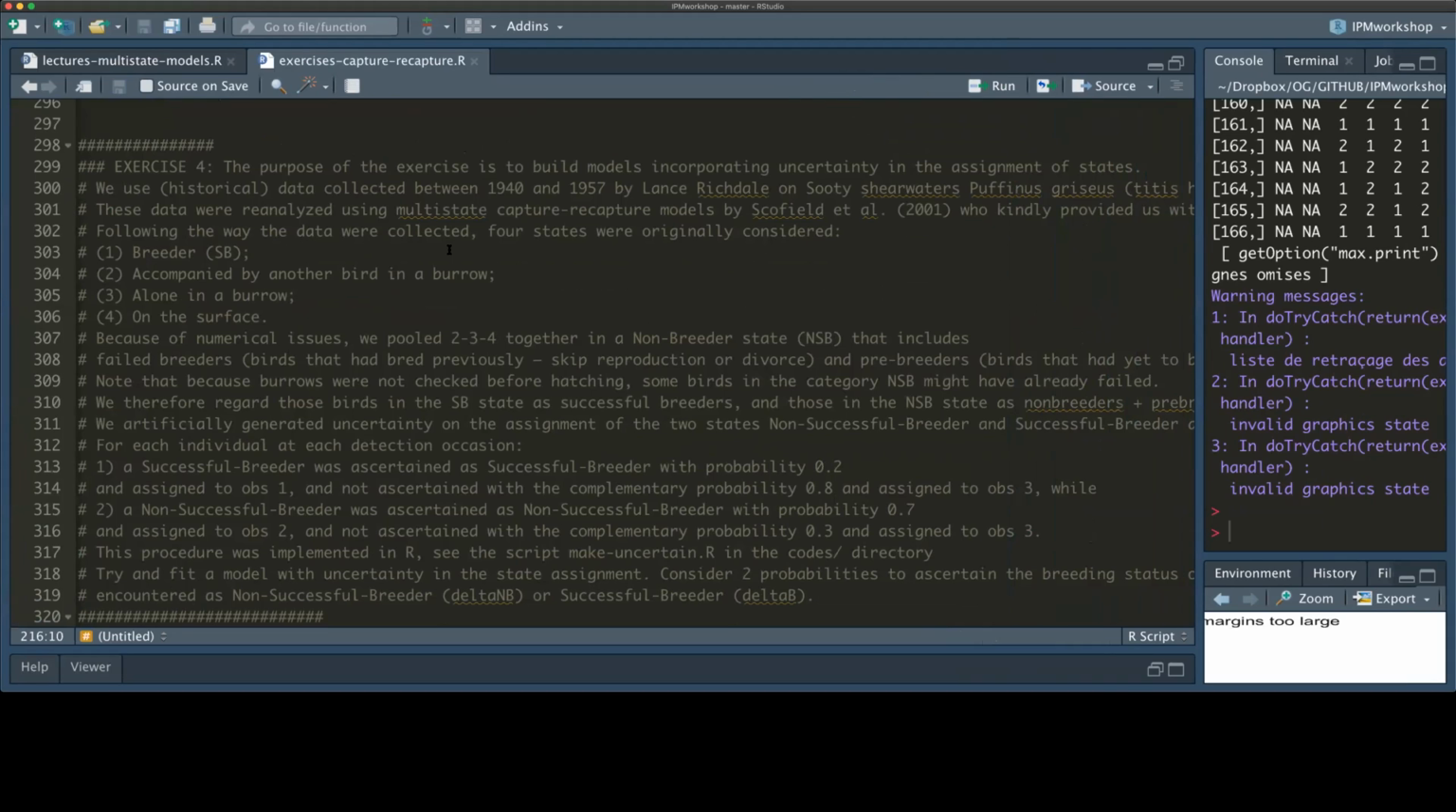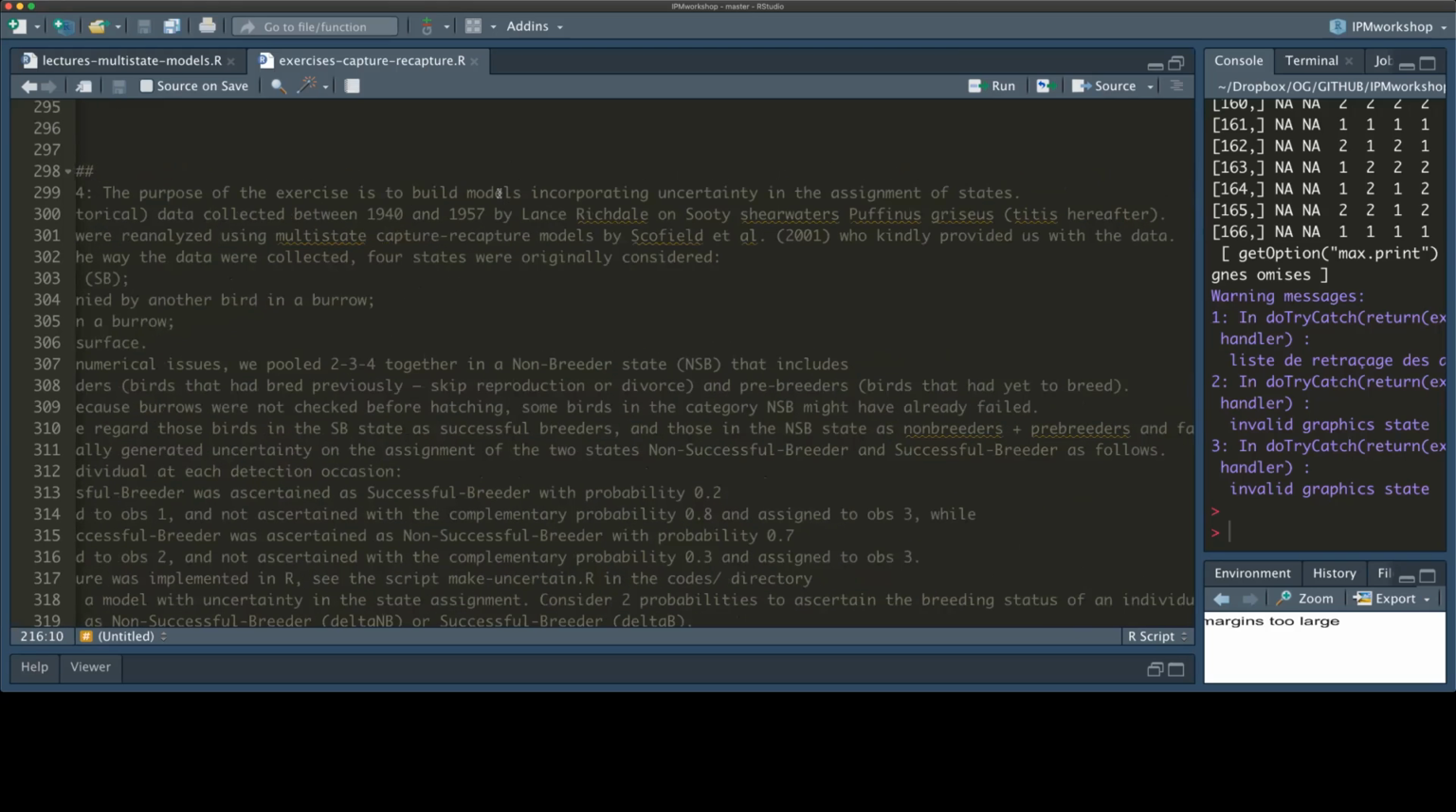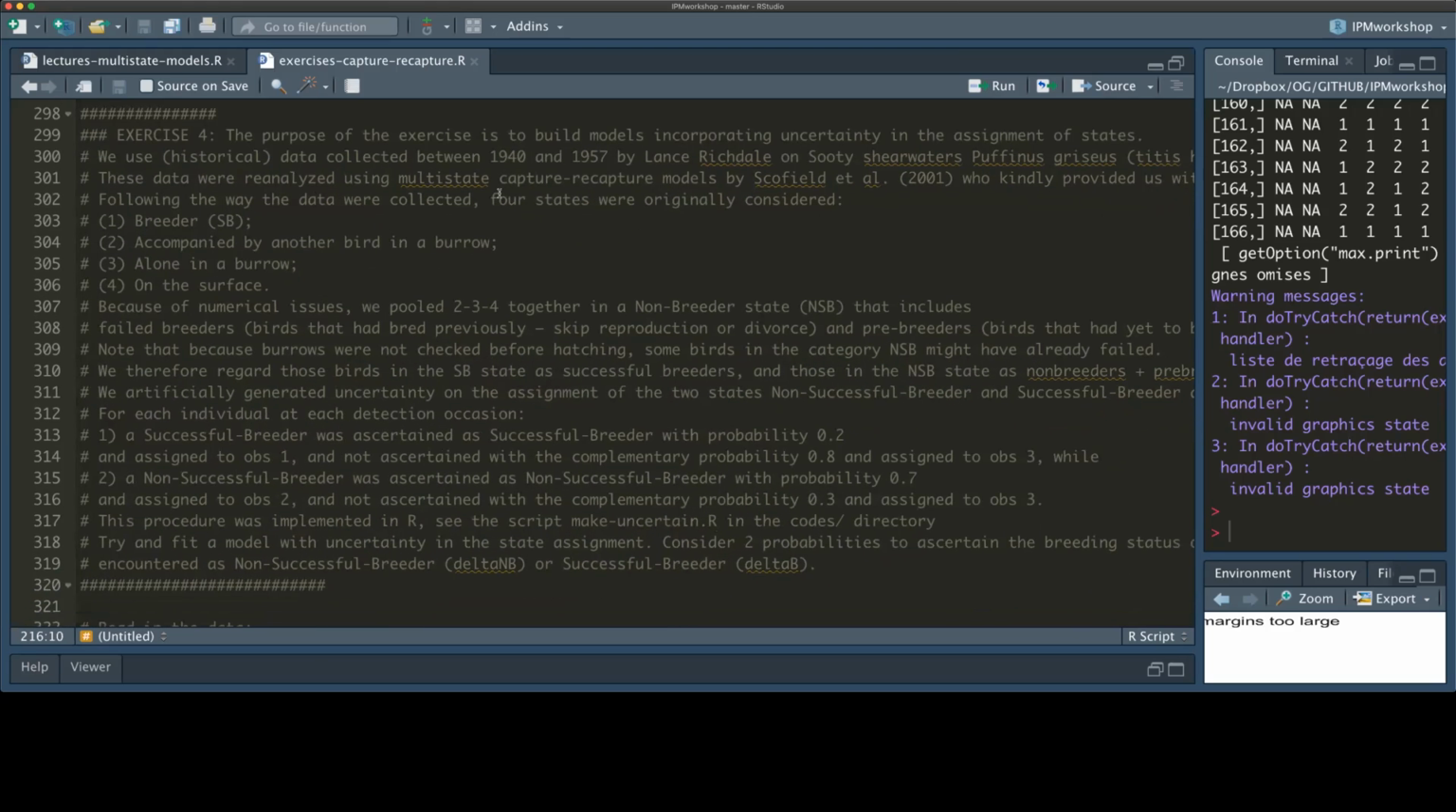state. So it's basically the same example as in the lecture. And so we will use data on sooty shearwaters, Puffinus griseus, or TTs for short. These data are from the 40s and 50s, and they were collected by Lentz, Richdale, and it's Mike Schofield who shared this data with me when I was doing a PhD, and he kindly shared this data that he reanalyzed in a paper in 2001.